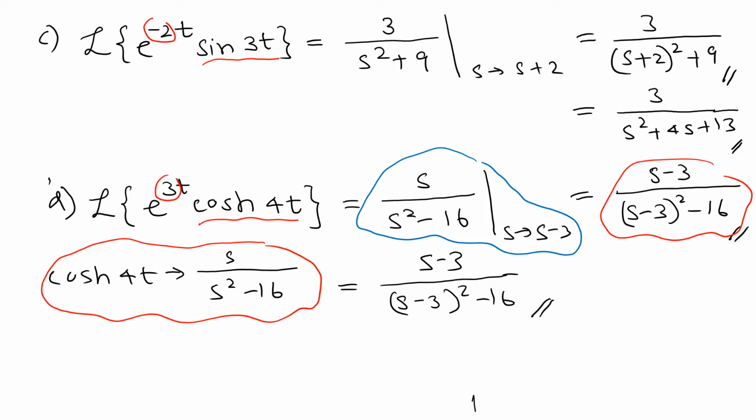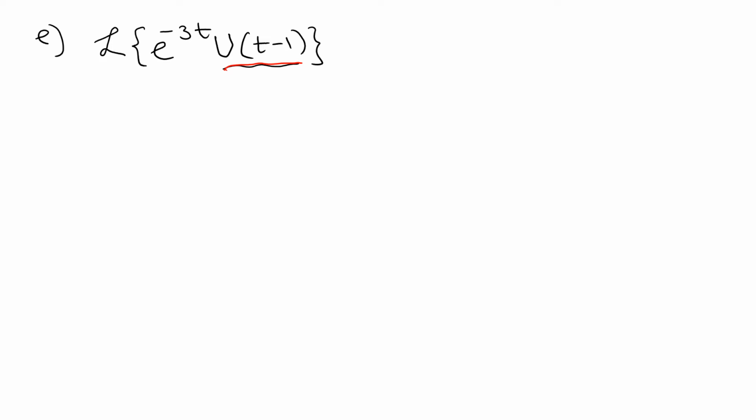Okay, so let's look at the next one. We have e to the minus 3t and then u(t minus 1). What is u(t minus 1)? It is the unit function, which is 1 after t equals 1. From the table, you know that the Laplace transform of the unit function is e to the minus as over s.